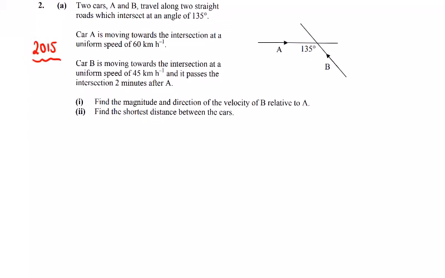In the 2015 relative velocity question, we're given this diagram. A and B travel along two straight roads, which are at an angle of 135 degrees. I'm making this one here 45. B is going to continue up in this direction, which is negative, positive.